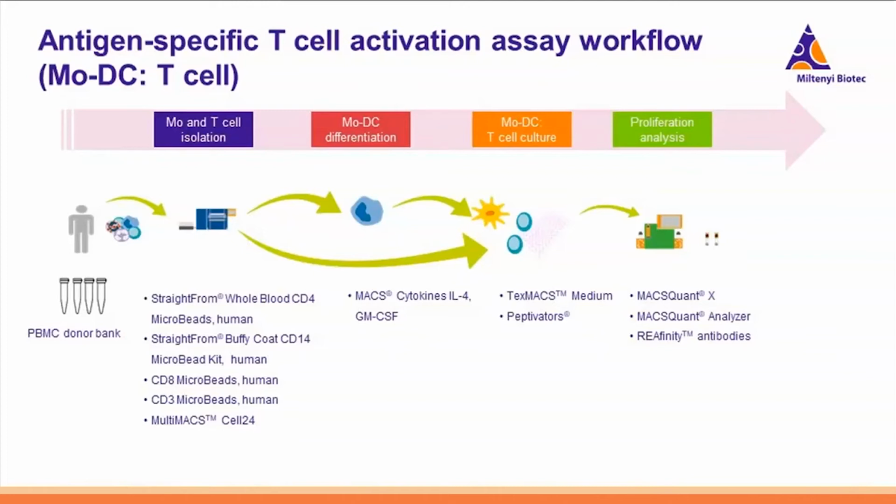Differentiation of DCs from monocytes with the help of MACS cytokines, IL-4 and GM-CSF, is also very practical and helpful. The assay is culture-based, so again, it takes MACS medium. For the cell proliferation analysis, MACSQuant, MACS Analyzer, and REAffinity antibodies are also ready. We have to keep in mind that speed is required in these assays since people process a large number of samples from a PBMC donor bank, meaning that this assay is automation friendly.